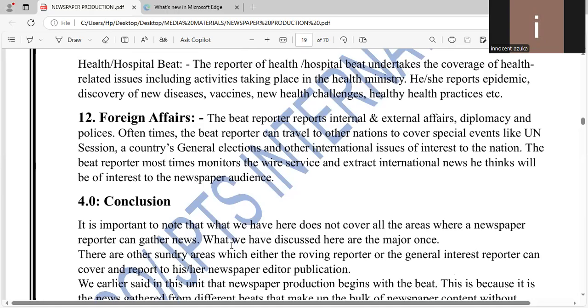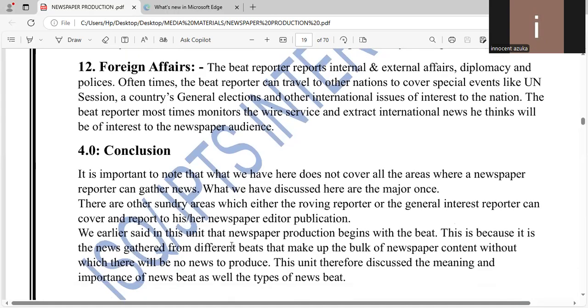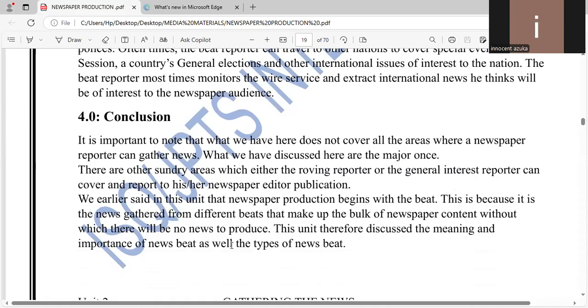information from different sources. So it is important to note that what we have here does not cover all the areas where a newspaper reporter can gather news. What we have discussed here are major ones. There are other sundry areas which either the revolving reporters or the general interest reporter can cover and report to his or her newspaper editor, publication.